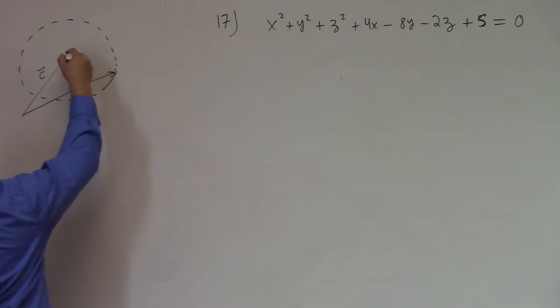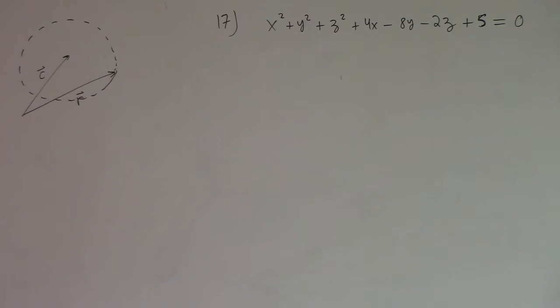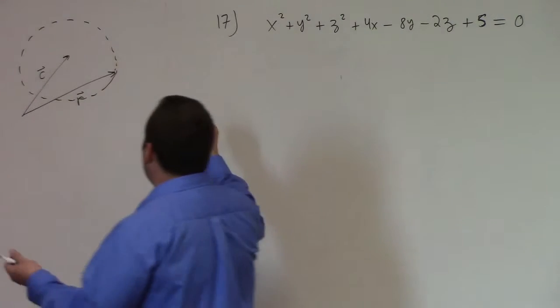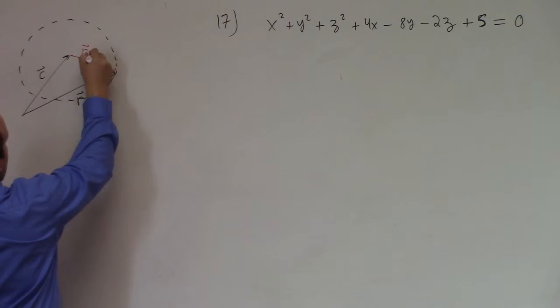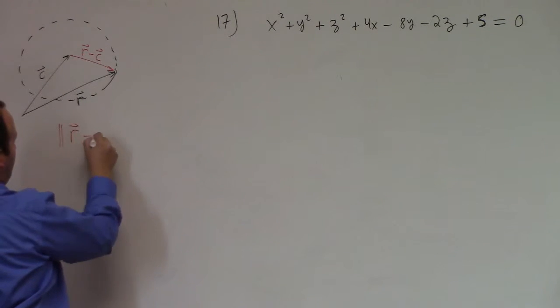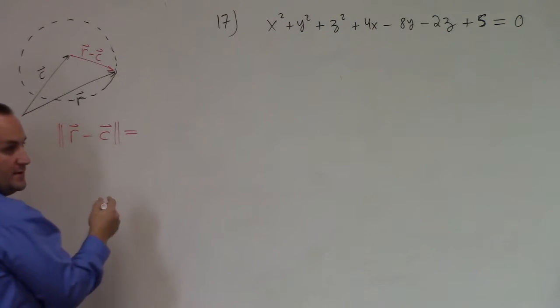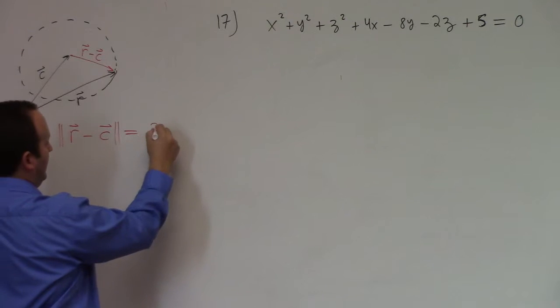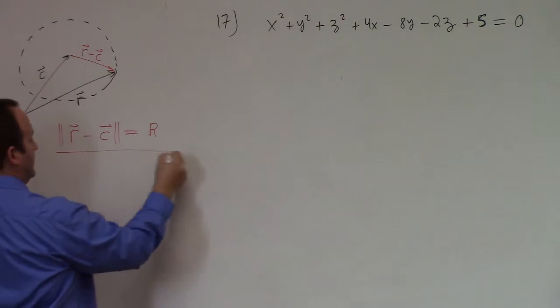What's the thing that makes them points on the sphere? They're equidistant from that center point C, right? So if you look at the radial vector that connects the center point to a point on the sphere, that's R minus C. We have to have the length of R minus C equal to a constant, and we'll call that constant big R. That's the radius of the sphere. Here's the vector equation of a sphere.